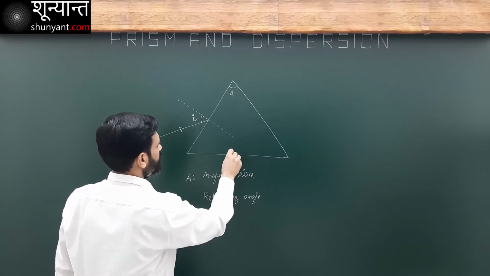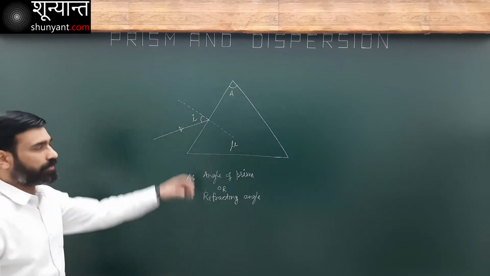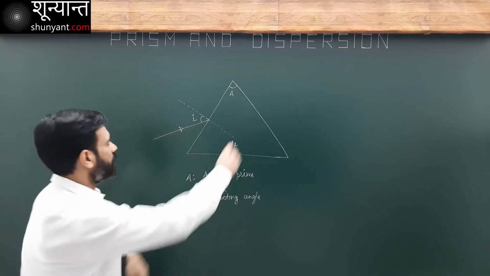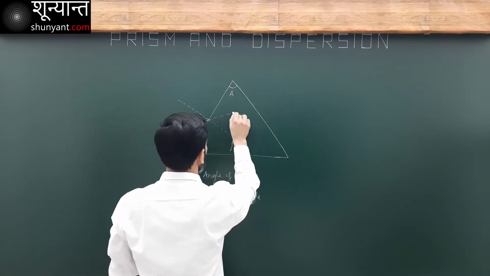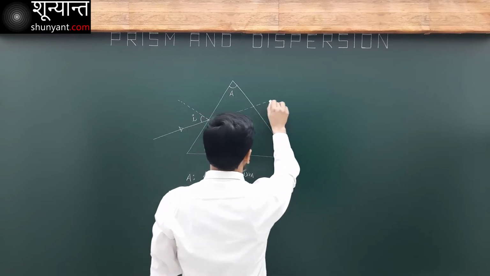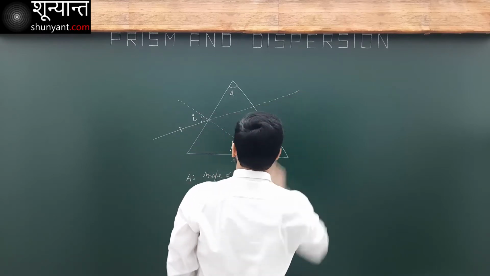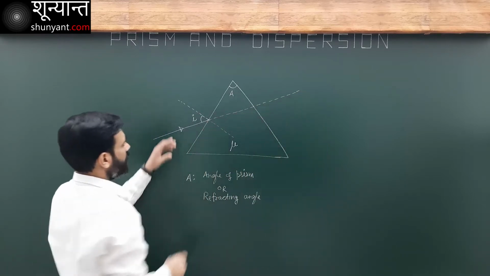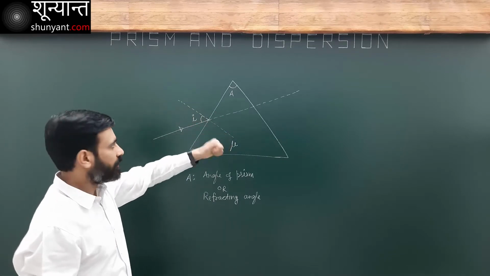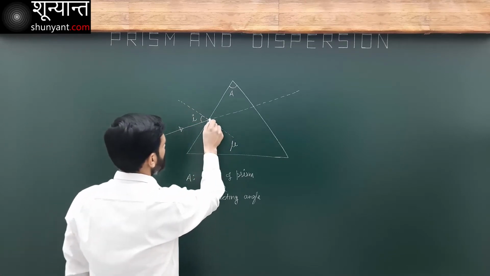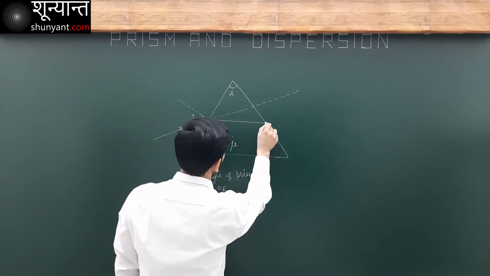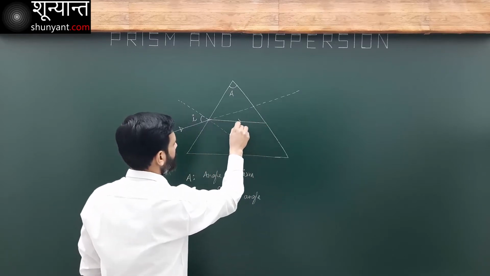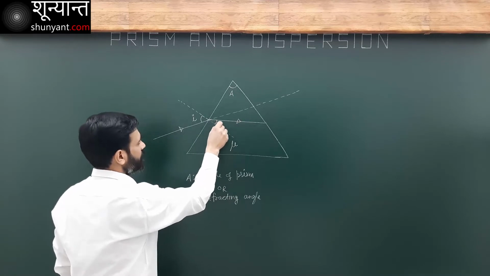The refractive index of this prism is, let's say, mu. So here at this point refraction happens. This is the original direction of our incident ray, and at this point the light ray is going to bend towards the normal. Let's say that this is how it bends. This angle I am calling R.